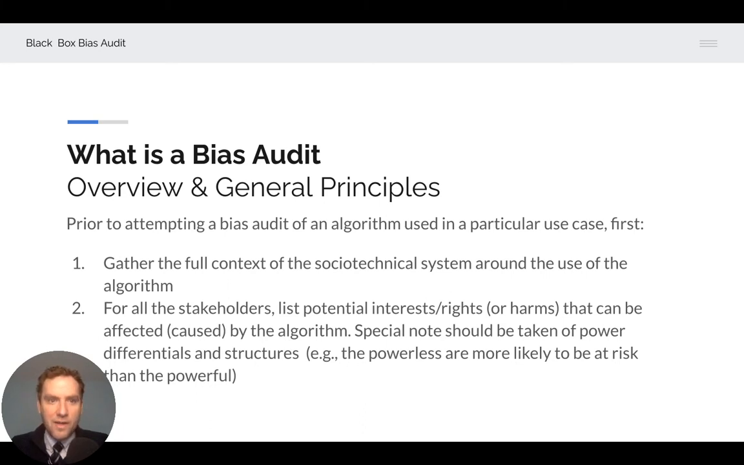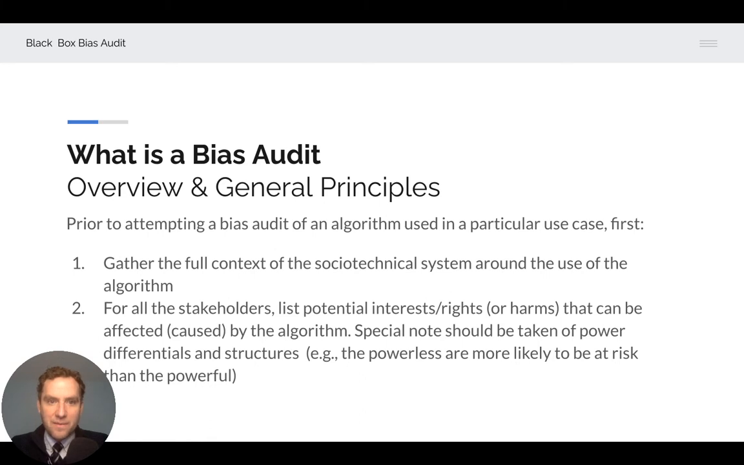And importantly, you have to look for all stakeholders. You have to list their potential interests and rights, or if you want to, you can focus on a more harms-based approach where you list potential harms that could happen. Once you have that list, and you typically have to engage stakeholders to generate a sensible list, you can't just do it on your own, then you can proceed, because then you'll have a better idea of what the important biases are.